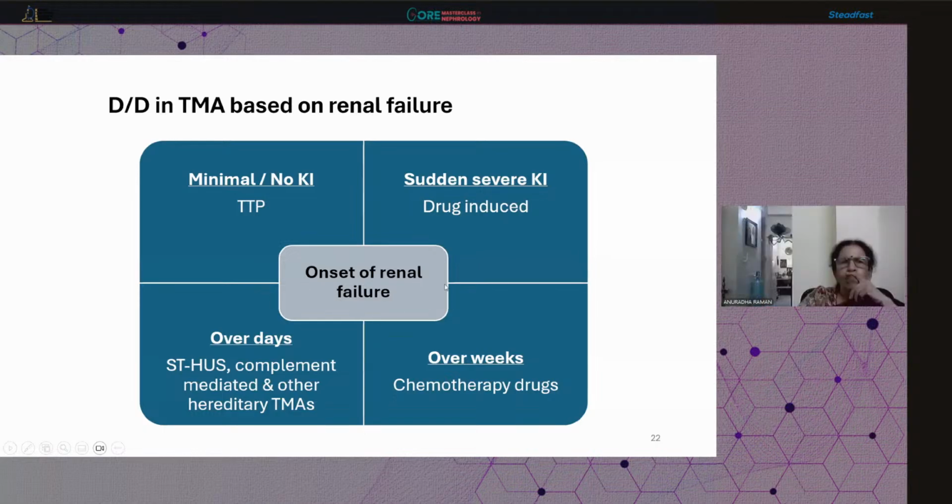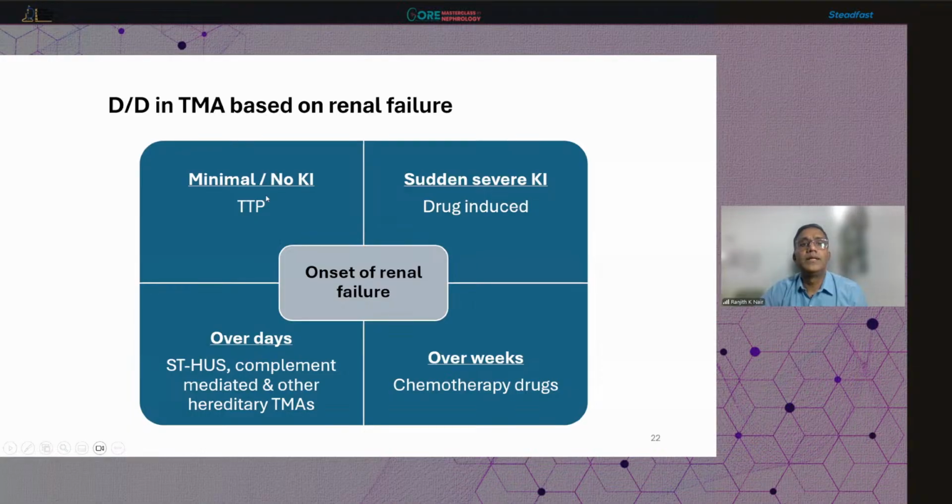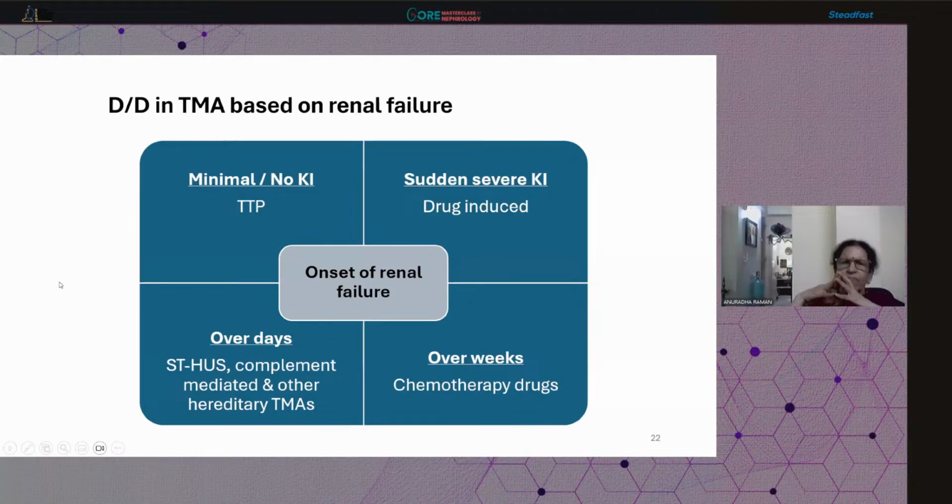If you look at the onset of renal failure, this is a sort of rough rule of thumb. If there is minimal or no kidney injury, TTP is a possibility because it is supposed to cause greater neurological signs. If there is very sudden and severe kidney injury, think of a drug. And if it's over days, like what has happened in this lady, 2 to 5 days, think of complement mediated or toxin associated TMAs. And if it occurs over days to weeks, think of chemotherapeutic drugs.